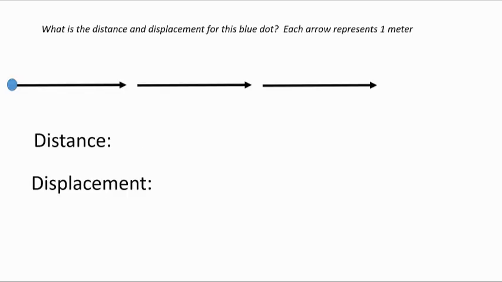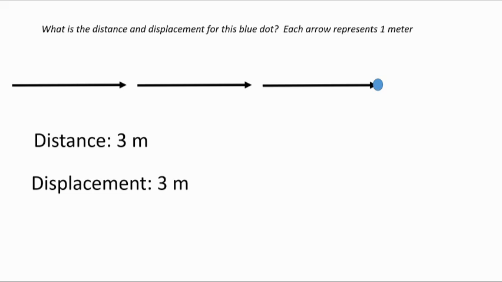So look in this example, each arrow is a meter. And this blue dot moves 3 meters to the right. The distance is 3 meters. And the displacement is 3 meters. But not for the same reason.